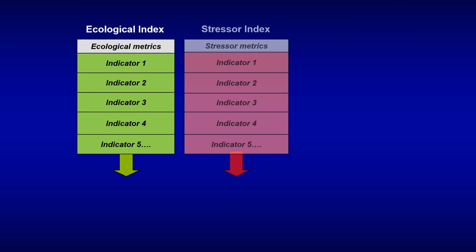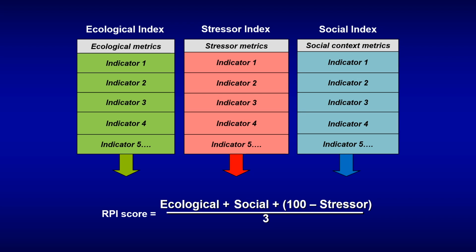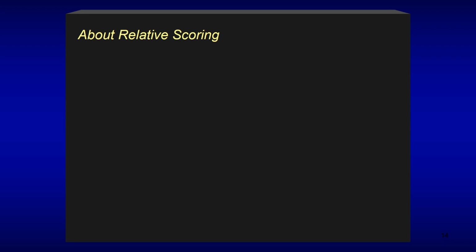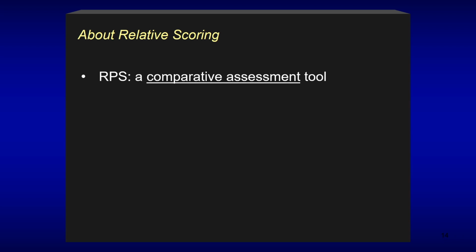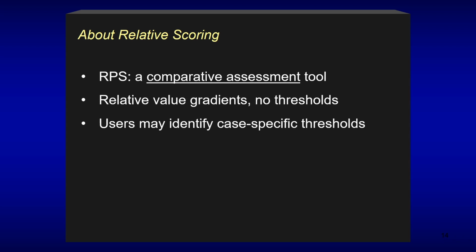Now that you've seen the math behind the scenes, let's talk about some very important principles of relative scoring. Please keep in mind that RPS was designed and constructed purely as a comparative assessment tool. It generates value gradients from highest to lowest, but does not pre-make judgment calls along those gradients about what the scores mean. That is the user's option and is case specific. It may be desirable for a user to identify threshold values for their specific screening purpose and place, but these decisions are not built into the tool in advance.